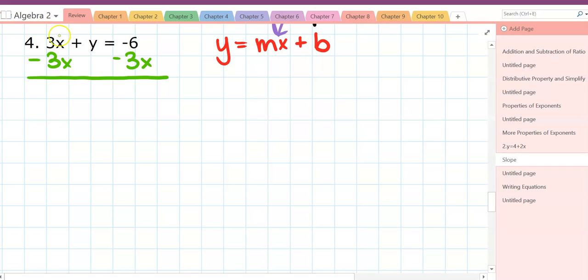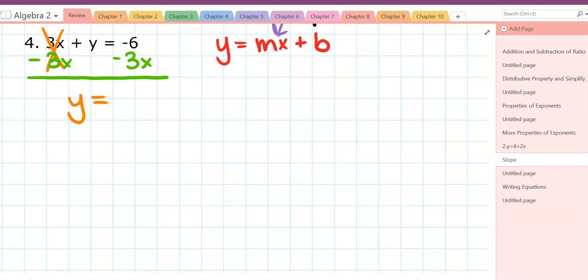So on the left side, those 3x's cancel, which is what I want to have happen because I'm moving it. So I'm left with y equals, now I have this negative 6 and this minus 3x. We cannot combine those because one of them has an x and one of them is just a plain number.